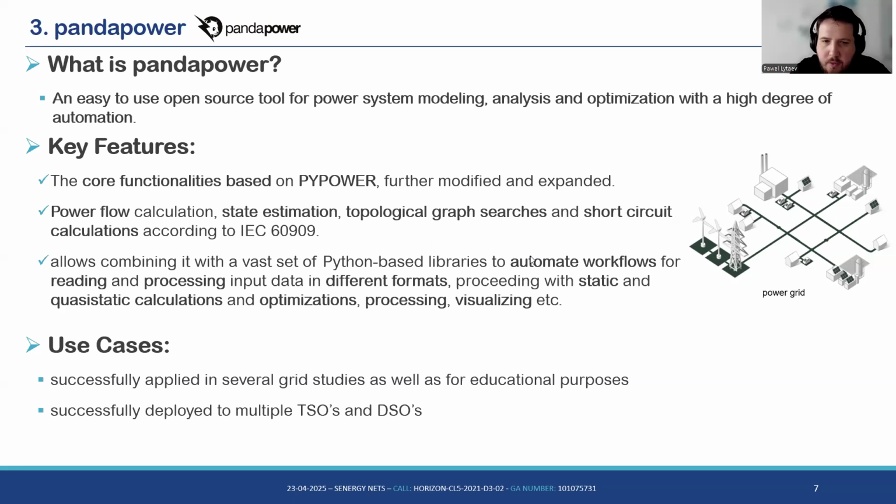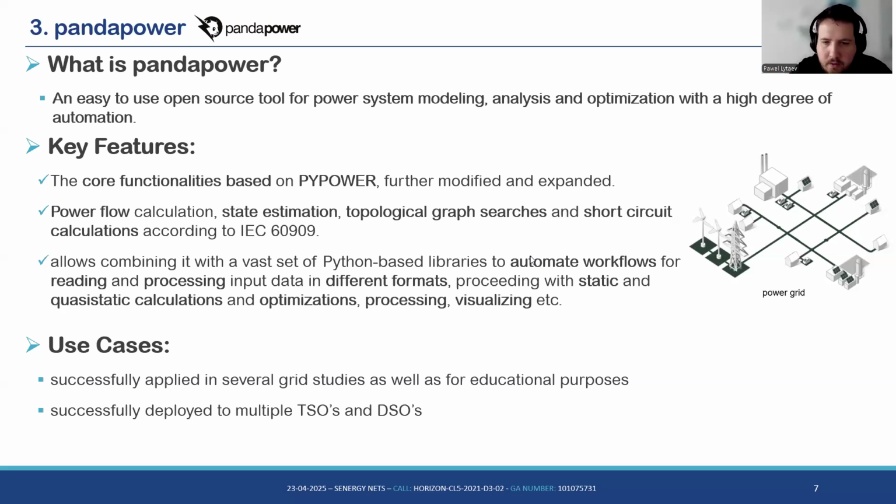We extended it further with more features like optimal power flow, state estimation, topological searches, so you can automate your grid search, short circuit calculations, and we are still extending, so more features are to come. For example, also asymmetric power flow. So the list is quite long.